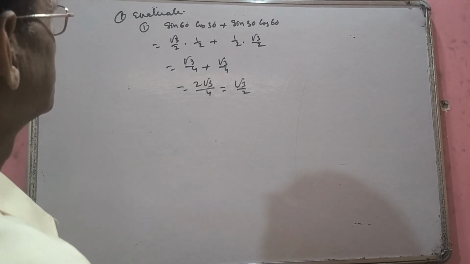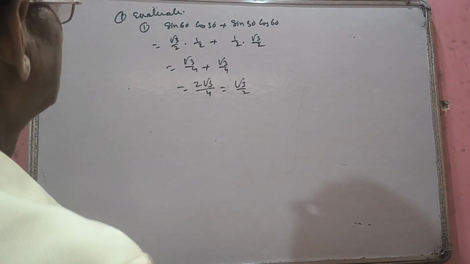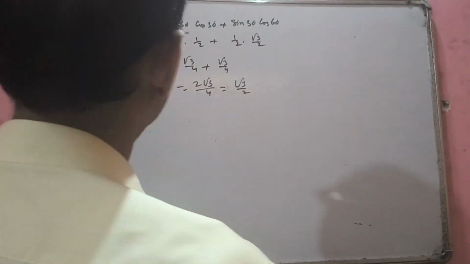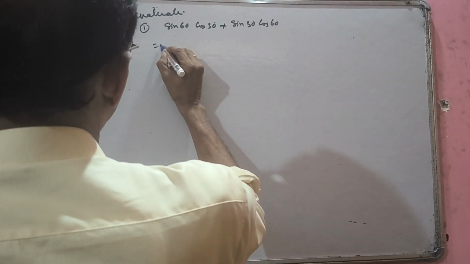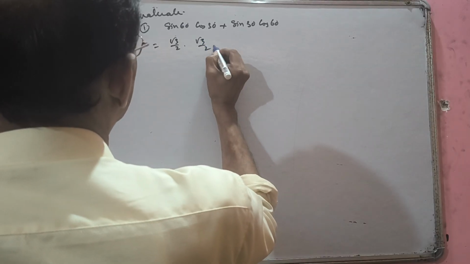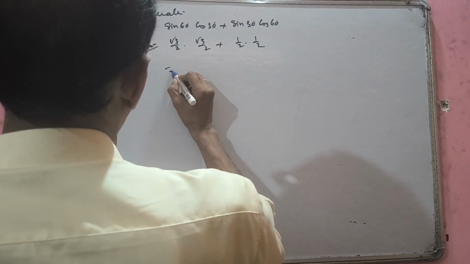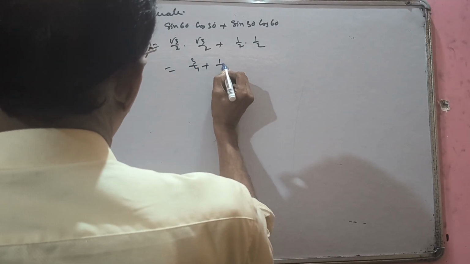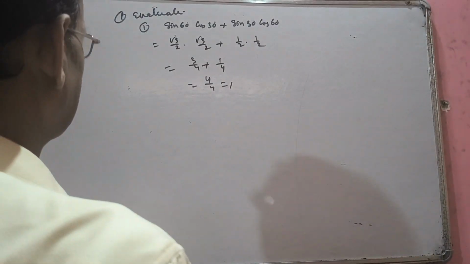Some mistake is there. Again, please see the table. Take out the table. What is sin 60 degree? Root 3 by 2. Cos 30 degree also root 3 by 2. And this is 1 by 2. This is also 1 by 2. So this is 3 by 4 plus 1 by 4. We will get 4 by 4 equal to 1. Okay, need to remember the table.